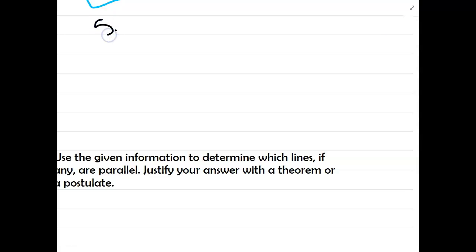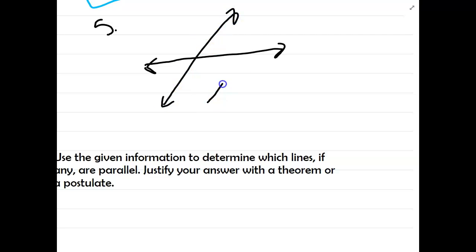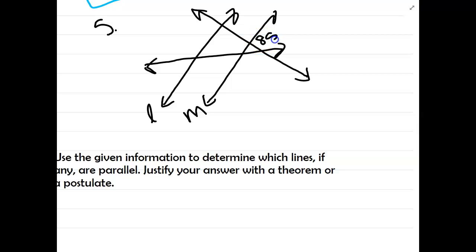Okay, so number 5. This one's got a line going across this way, and then we're going to have L and M going up and to the right. Keep in mind those are supposed to be my parallel lines. Okay, and then we're going to have another line going up there. There we go. And this time, this angle here is 85. This is 110. And this is 4x.